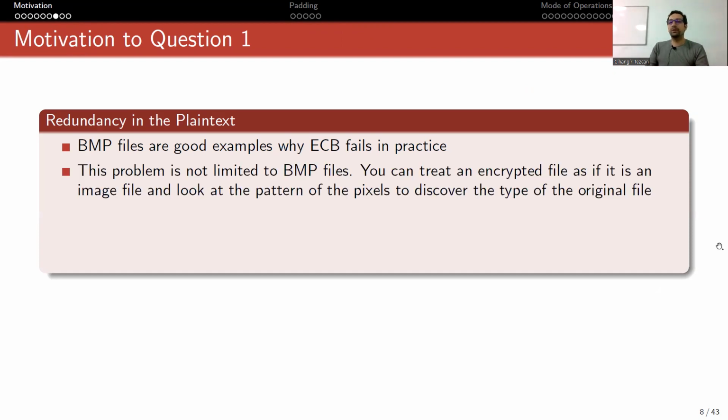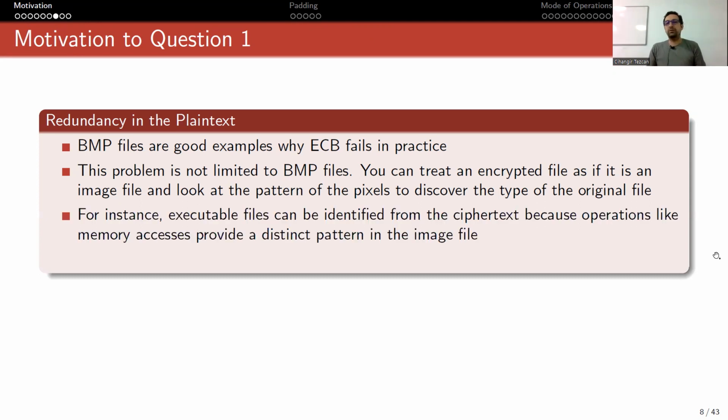This problem is not limited to BMP files. You can treat an encrypted file as if it is an image file and print it on the screen as pixels and look at the pattern of the pixels to discover the type of the original file. Very nice exercise, by the way. For instance, executable files can be identified from the ciphertext because operations like memory accesses provide a distinct pattern in the image file.